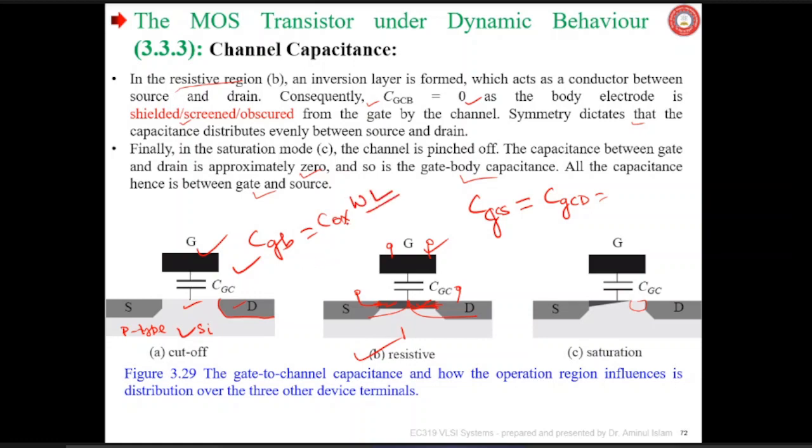WL is the area. Then it will be half of Cox WL. Is it understood? Values will be given in the next slide, possibly.